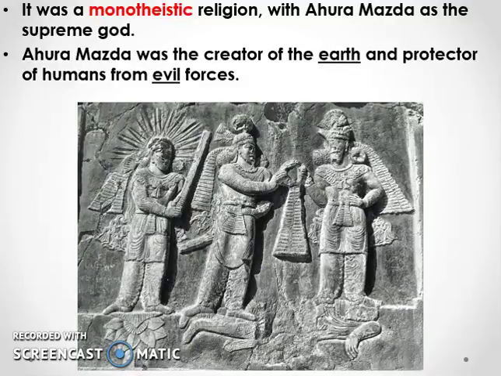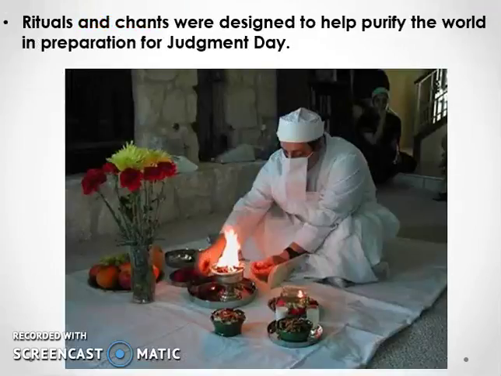It was a monotheistic religion, and according to Zoroastrianism, the god was Ahura Mazda. So again, monotheistic means belief in one god. And it was believed in Zoroastrianism that Ahura Mazda was the creator of the earth and the protector of humans from evil forces. Rituals and chants were designed to help purify the world in preparation for Judgment Day as part of the religious practices.